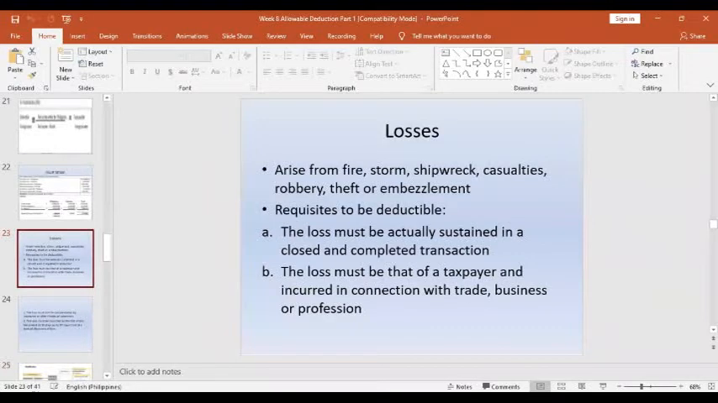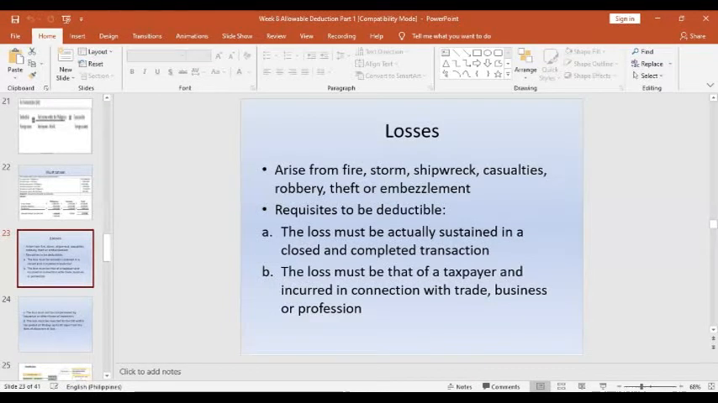Okay, the fourth itemized deduction is losses. Losses are also deductible to the gross taxable income. These are the damages arising from fire, storm, shipwreck, casualties, robbery, theft, or embezzlement. So the following losses have requirements on when these are deductible. The loss must be actually sustained in a closed and completed transaction.